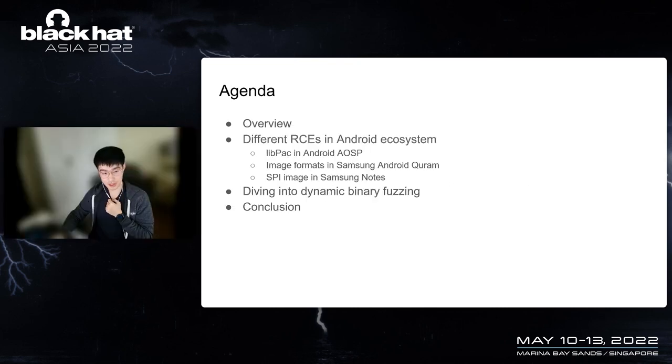Okay. So today's agenda is as follows. We will give an overview of the RCE surfaces in Android. Secondly, we'll introduce the different remote code execution bugs in the Android ecosystem that we found, including the libpac bug in Android AOSP, the image format bugs in the Samsung Android QM libraries, and the SPI image bugs in Samsung Notes, which has billions of downloads on Google Play. Thirdly, we will dive into dynamic binary fuzzing and how to find these bugs, especially without source code access. And the final part is the conclusion.